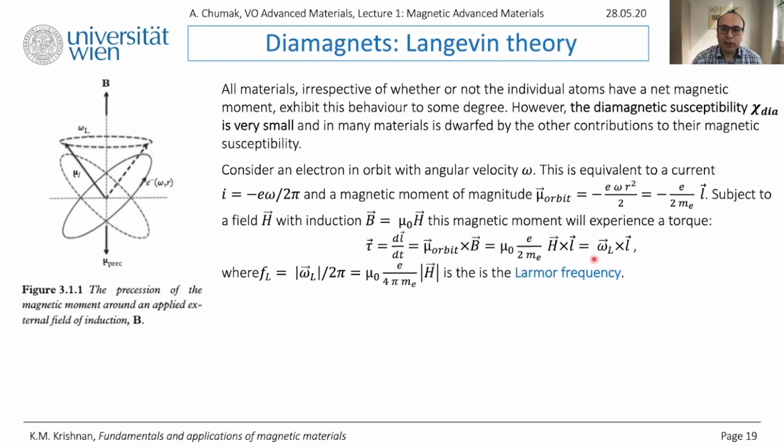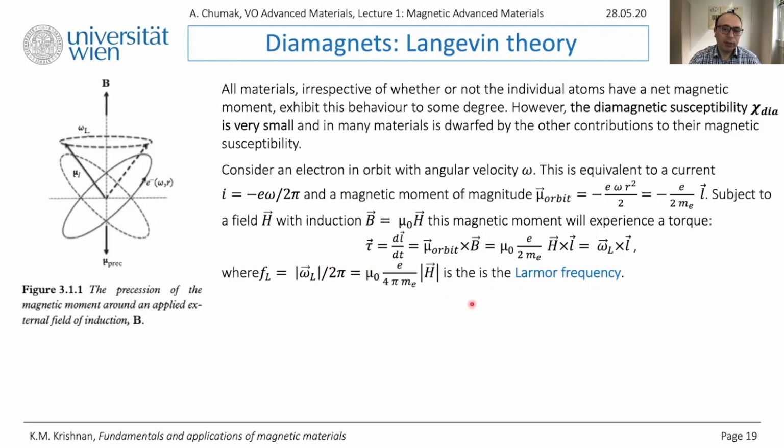So this is a vector. Nevertheless, if you take its absolute value and divide it by 2 pi in order to switch from circular frequency to linear frequency, then this is nothing else but the Larmor frequency, known to you. So it means that this physics describes simply a Larmor precession. When you have a magnetic moment of an atom and you put it inside a magnetic field, it will start to precess. The frequency of precession is proportional to the applied magnetic field H.